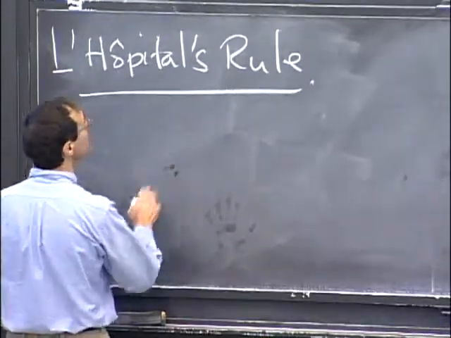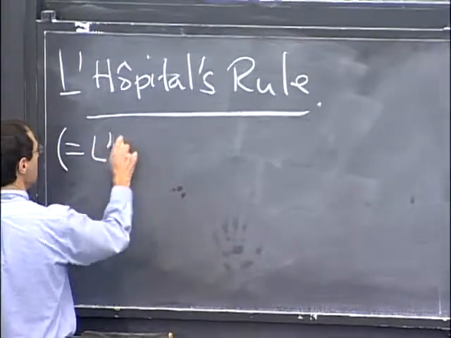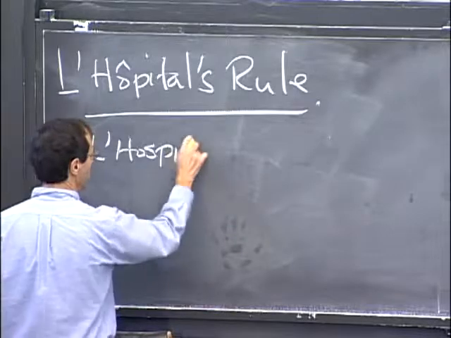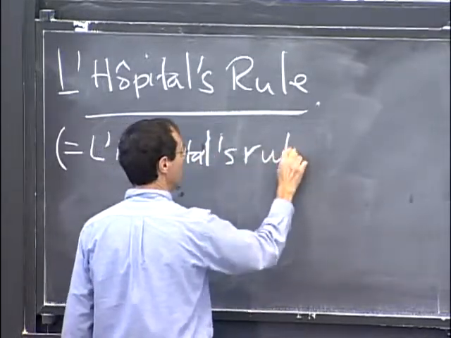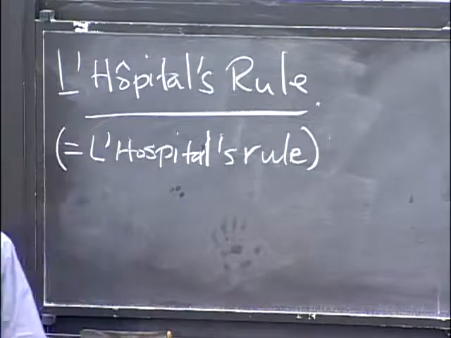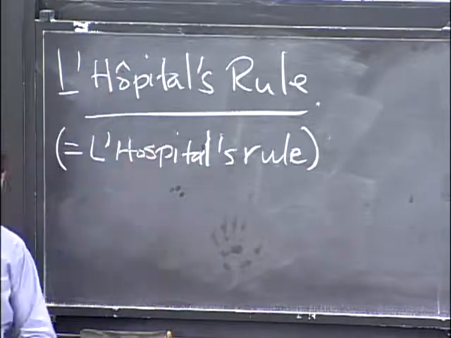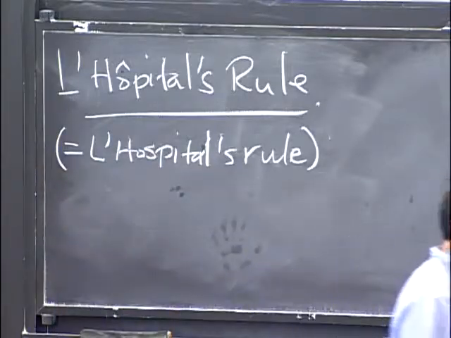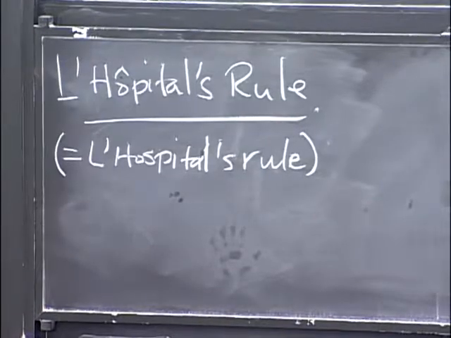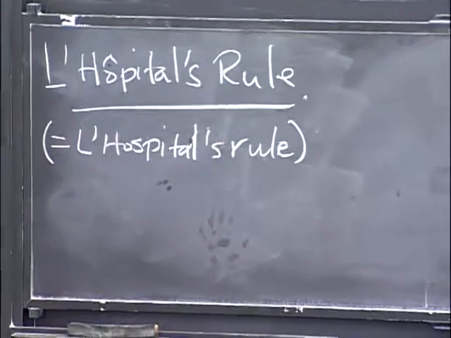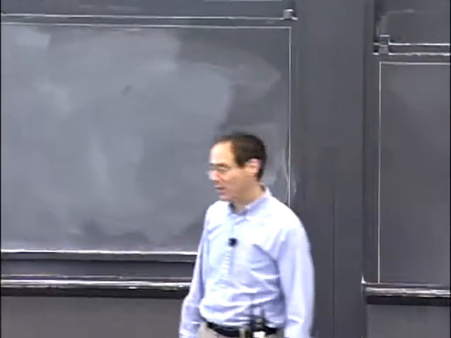L'Hopital's rule is also known as L'Hôpital's rule. That's the same name, since the circumflex is what you put in French to omit the S. So it's the same thing, and it's still pronounced L'Hopital even if it's got an S in it. All right? So that's the first thing you need to know about it.